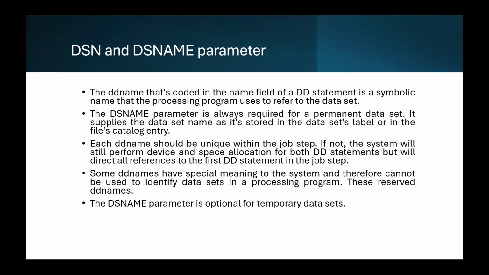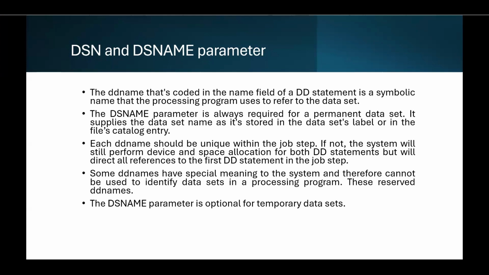And the DSNAME parameter is always required for a permanent data set. It supplies the dataset name as it's stored in the dataset's label or in the file's catalog entry. So if your file is cataloged and you want to use that file in any job step, you need to provide the DSNAME and that file name, so our program can access that file. So that is all about how you can code the DSNAME parameter.